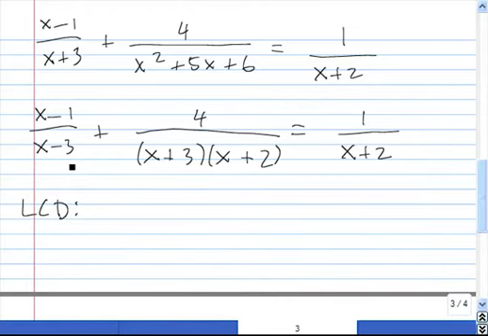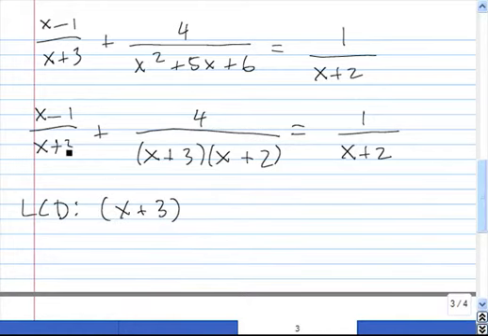Because of this x plus 3, we know we have to have a factor of x plus 3 in our LCD. Oops, I'm sorry, that should be a plus. Okay, because of this x plus 3 here, we know we should have a factor of x plus 3 in our LCD.